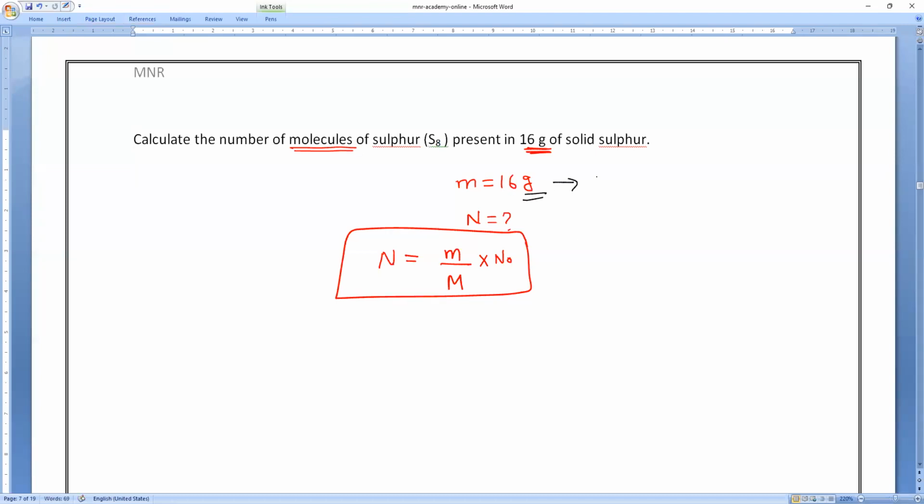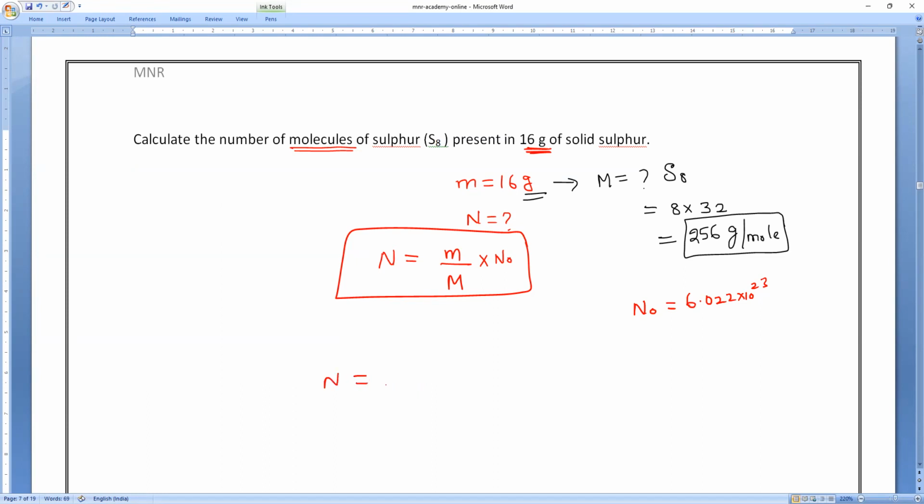So when mass is given, immediately you have to calculate molar mass. What is the molar mass of S8? Very simple. 8 atoms. What is the sulfur atomic mass? 32. So 8 into 32: 8 twos are 16, 8 threes are 24, plus 1, 25. So 256 gram per mole. If you have any doubt, you can ask me, I will explain. I hope you all understand. What is Avogadro number? Speak loudly, everybody. 6.022 into 10 power 23.